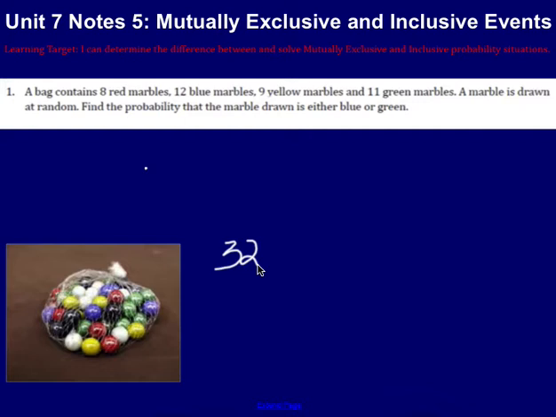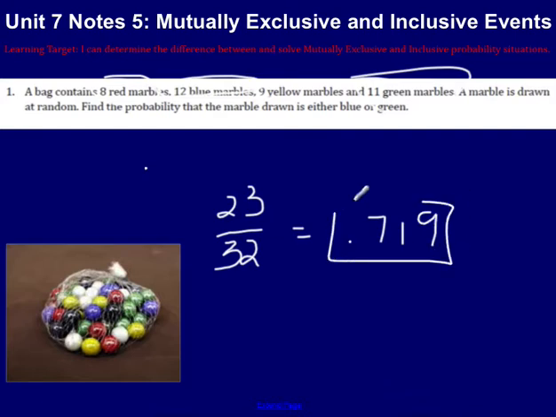Well, our successes are blue and green. So we have 12 blue and we have 11 green. So our successes are going to be 12 plus 11, and that ends up being 23 successes over 32, because we added the amount of blue and green that we had. When you divide that out, you end up getting 0.719. So there's a 71.9% chance that you get a blue or a green marble.